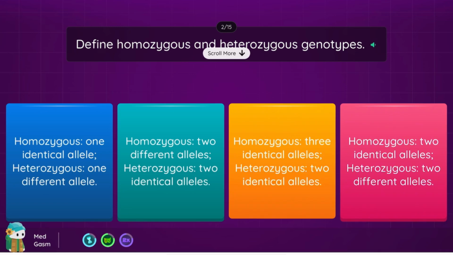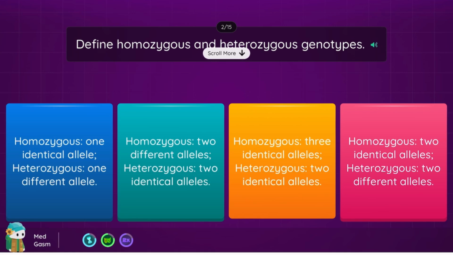Question. Define homozygous and heterozygous genotypes. Option 1. Homozygous: 1 identical allele, heterozygous: 1 different allele. Option 2. Homozygous: 2 different alleles, heterozygous: 2 identical alleles.